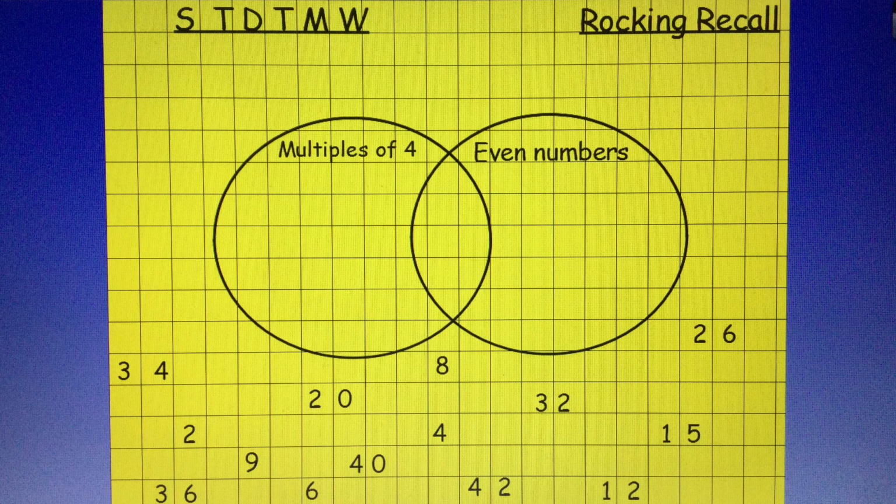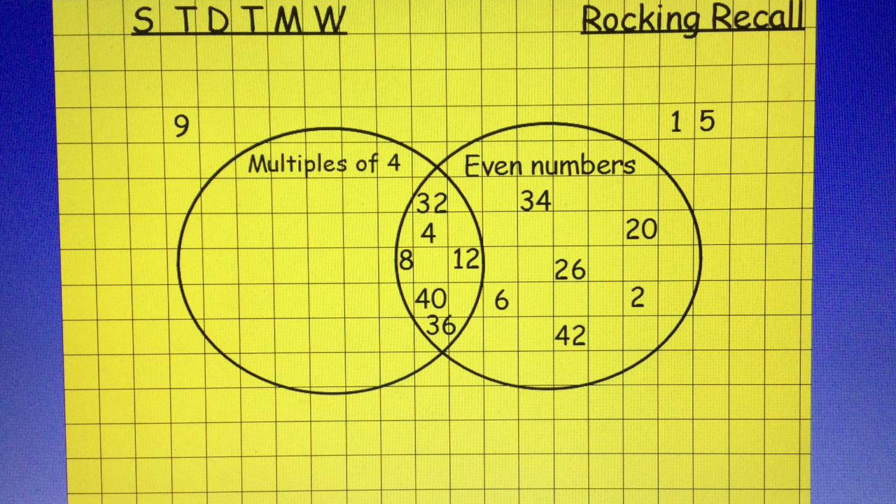Remember, a multiple of 4 means it's in the 4 times tables. Can you pause the video now and place all the numbers below into the correct places in the Venn diagram? Remember that if they do not go in the Venn diagram, you leave them outside.